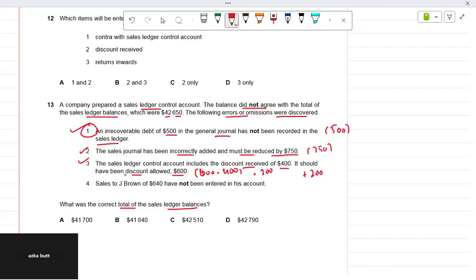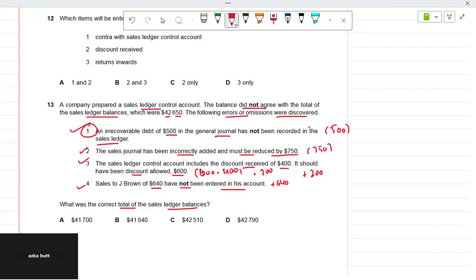Okay. The fourth error is sales to J Brown of 640 have not been added in his account. So sales of 640 not recorded in J Brown's account. So your sales ledger balance is understated by 640. So we will add the 640 to the total.